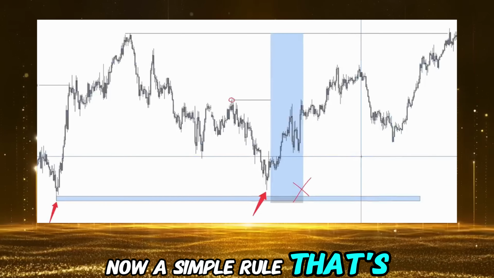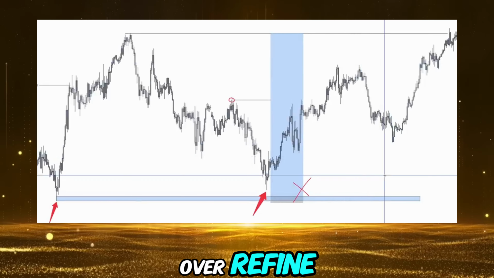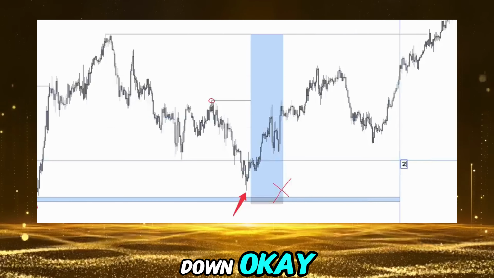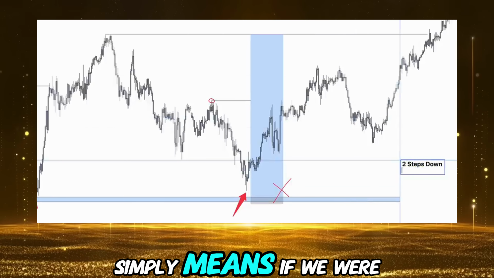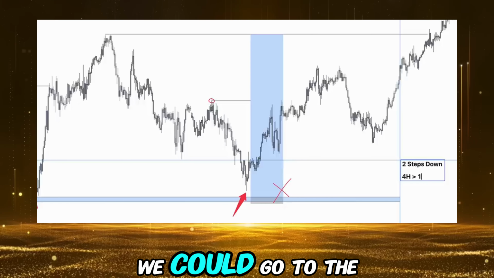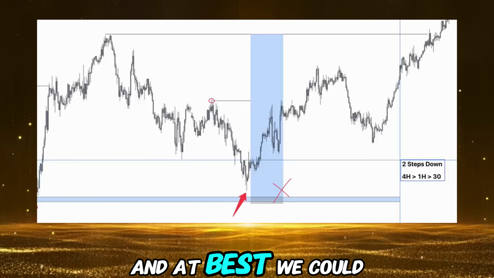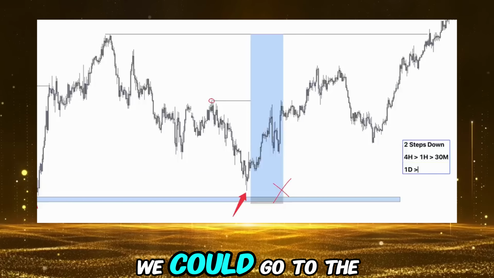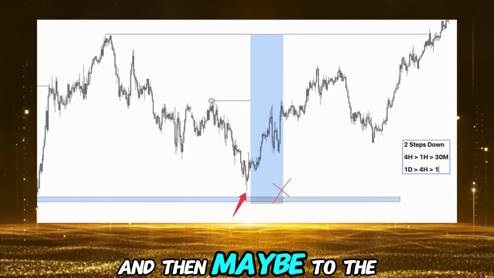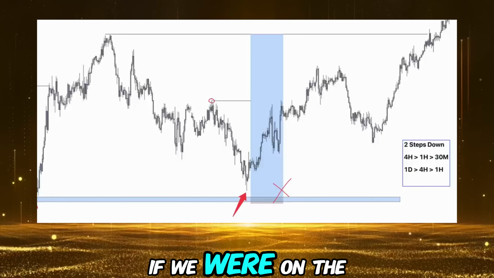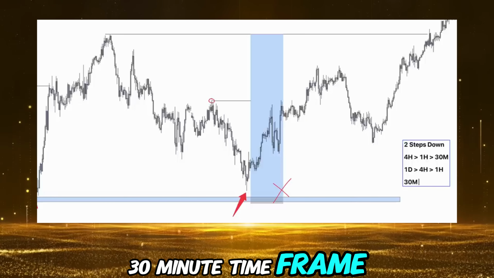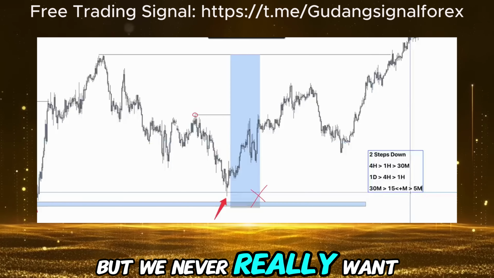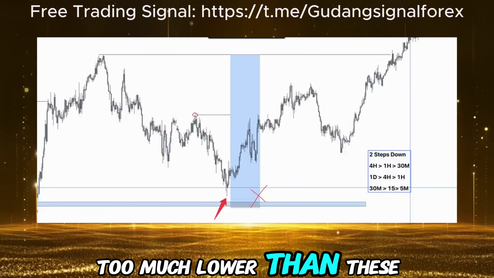Now, a simple rule that's good to follow to make sure you don't over-refine and end up missing out on all your good trades is to go 2 steps down, okay? So 2 steps down simply means if we were on the 4-hour time frame, we could go to the 1-hour time frame, and at best we could go down to the 30-minute. If we were on the daily time frame, we could go to the 4-hour time frame, and then maybe to the 1-hour time frame. If we were on the 30-minute time frame, we could go to the 15-minute, and then potentially the 5, but we never really want to go too much lower than these, okay?